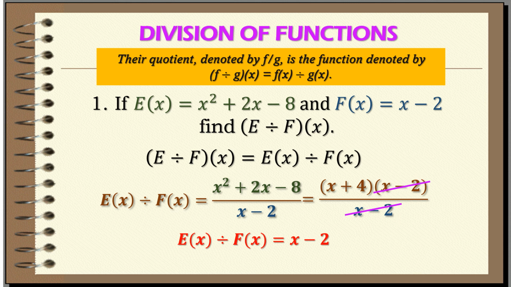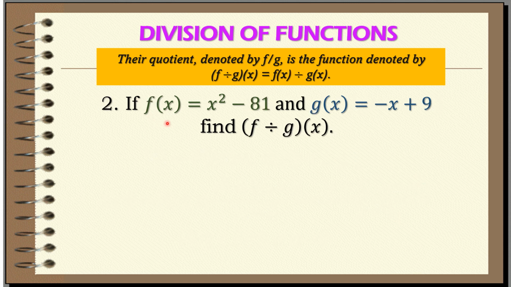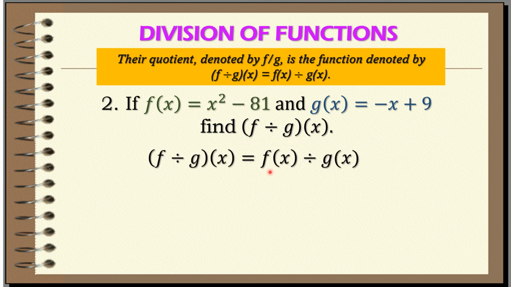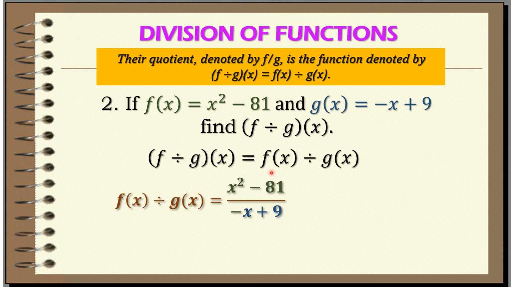Okay, number 2, if f of x is equal to x squared minus 81 and g of x is equal to negative x plus 9, find f divides g of x. So first thing to do is to define the operation, and the next in line we're going to input the value of each function. So f of x that is equal to x squared minus 81 and g of x that is equal to negative x plus 9. And then our numerator is factorable. The factors of x squared minus 81 are x plus 9 and x minus 9.